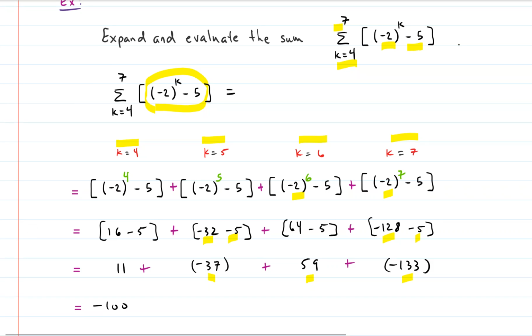And then we add up 11, negative 37, 59, and negative 133, and we get negative 100. And that's the value. That's the result of our sum. The sum of negative 2 to the k minus 5 from k equals 4 to 7 is negative 100.